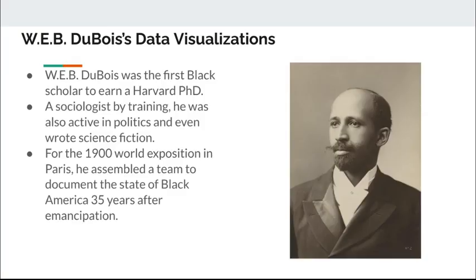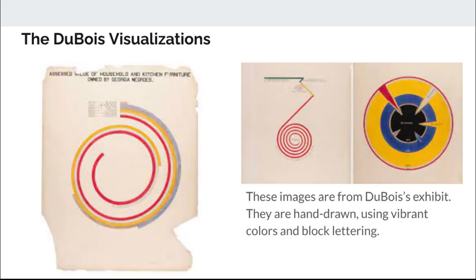So again, W.E.B. Du Bois was the first Black scholar to earn a Harvard PhD. For the 1900 World Exposition in Paris, he assembled a team to document the state of Black America 35 years after emancipation. So what he did was he pulled together a team that created and hand drew a series of data visualizations about the state of Black America.